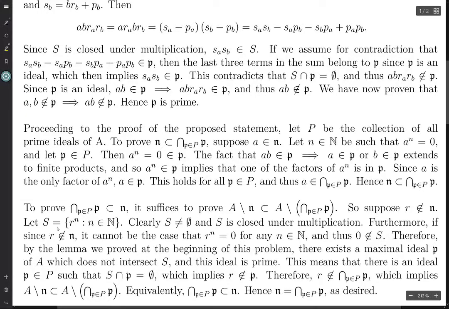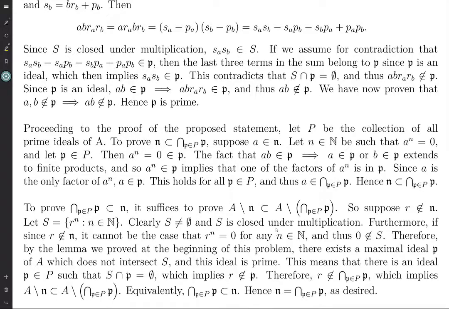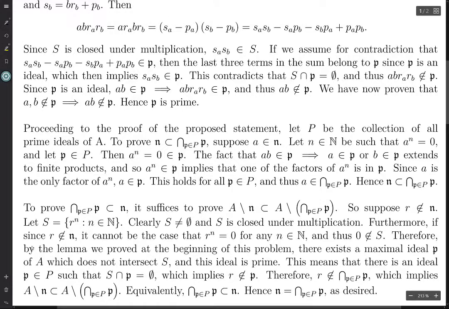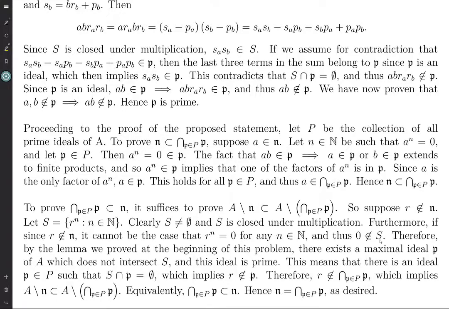And let S be the set of all powers of r. Then S is not empty because it contains r, and it's closed under multiplication because r to the m times r to the n is r to the n plus m, which is just another element of the set. Furthermore, r is not in the nil radical, so it cannot be the case that r to the n is 0 for any n. So since r to the n can never equal 0, 0 is not contained in S. So S is a set which does not contain 0 and which is closed under multiplication.